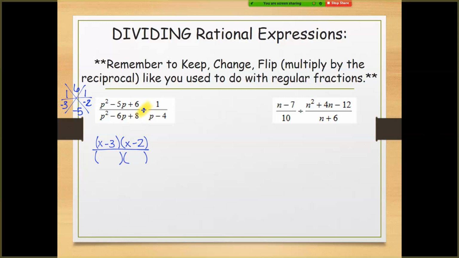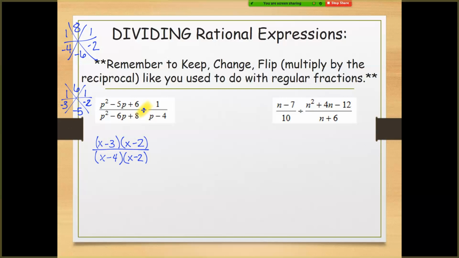We're going to do the same thing for the denominator. In the denominator, we would have 1, 1, -6, and 8. 2 numbers that multiply to give us 8, but add to give us -6: -4 and -2. So x minus 4, x minus 2. So that's our keep. We kept the first fraction exactly the same as it was. We just went ahead and factored it.